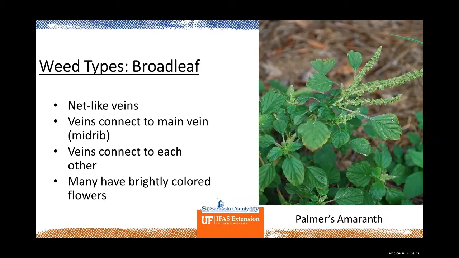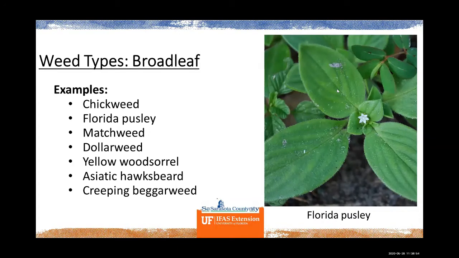And so the veins are not parallel to the midrib, and many of them will have brightly colored or easily identifiable flowers, versus grasses that tend to have inflorescences where it is difficult to actually see the petals and the arrangement of the flowers. So here are some examples of broadleaf weeds.